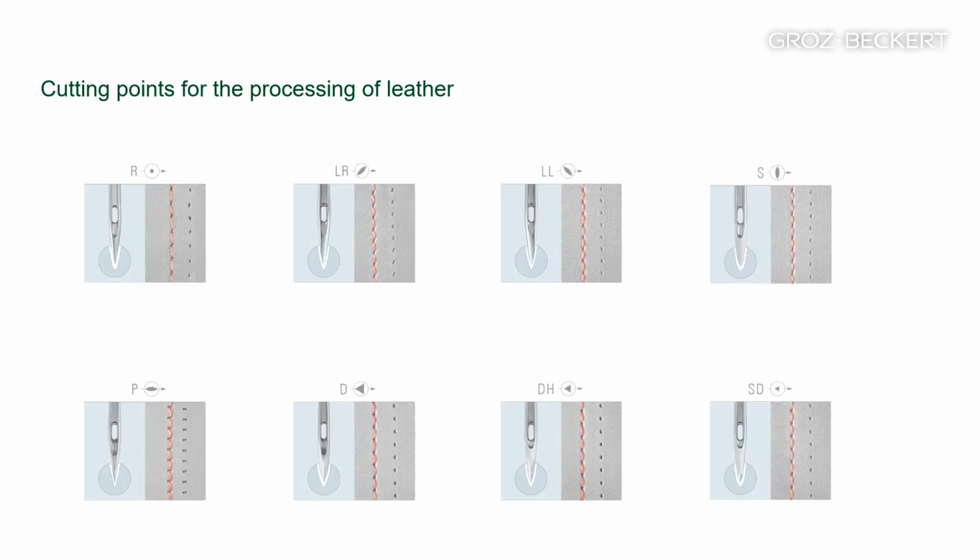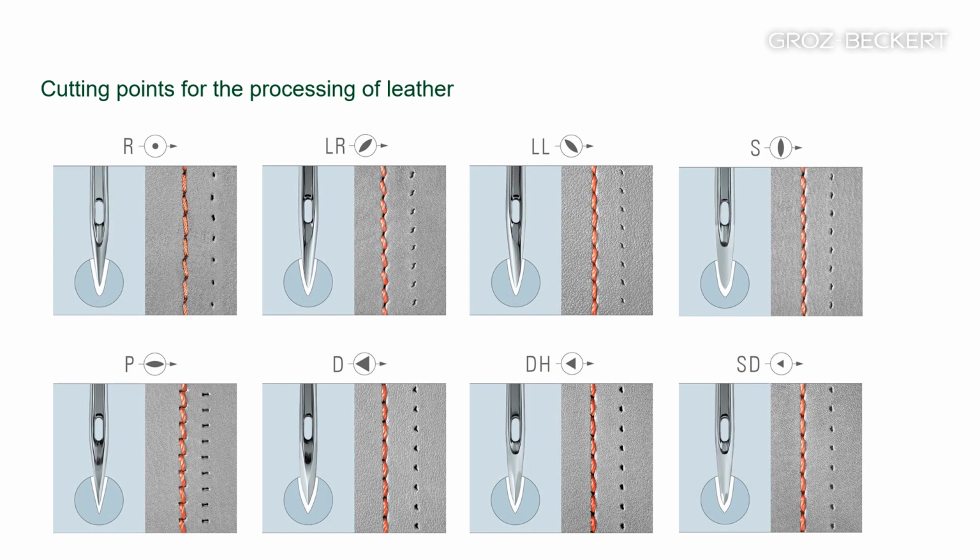Groz-Beckert cutting points. Groz-Beckert sewing machine needles are available with different point styles. When sewing on leather, so-called cutting points are used. There are different versions that differ in the form of their cutting edge and therefore in the appearance of the seam. In the following, we will give you a detailed overview of the individual point styles and their application fields. All explanations and seam appearances refer to the most frequently used threading direction from left to right.